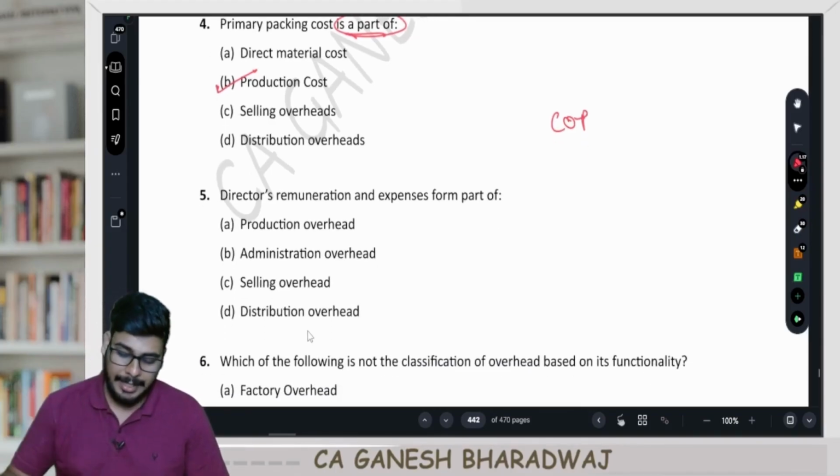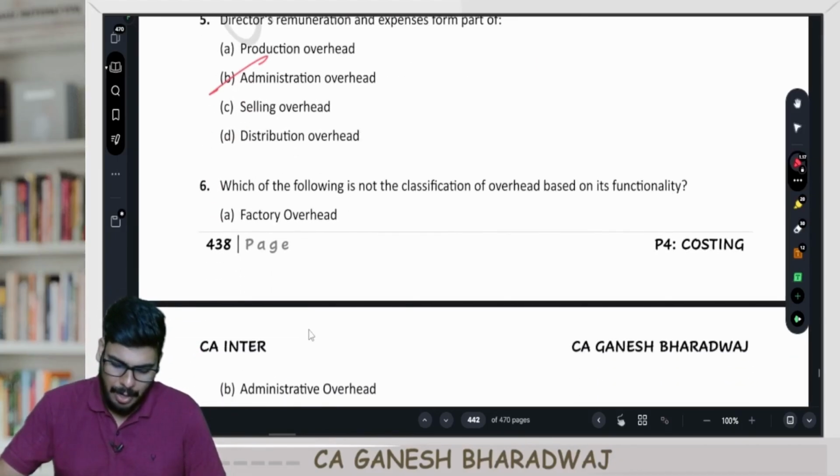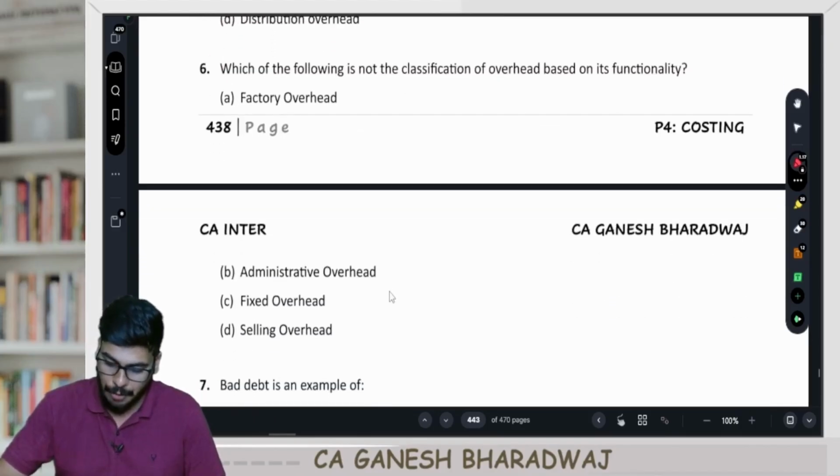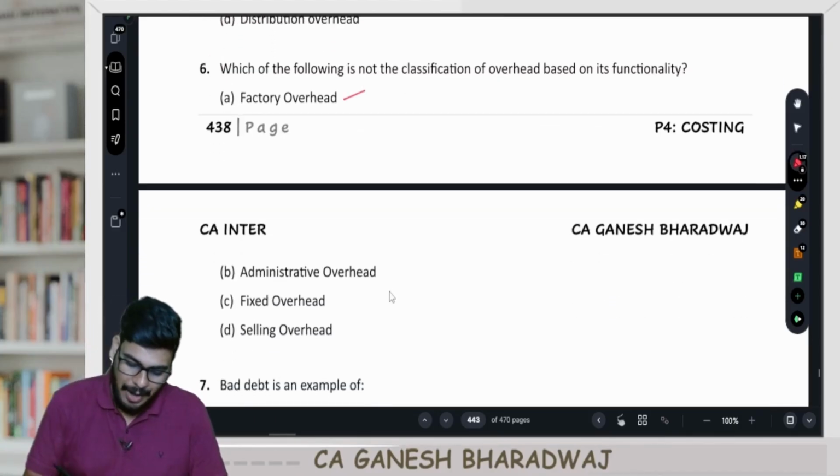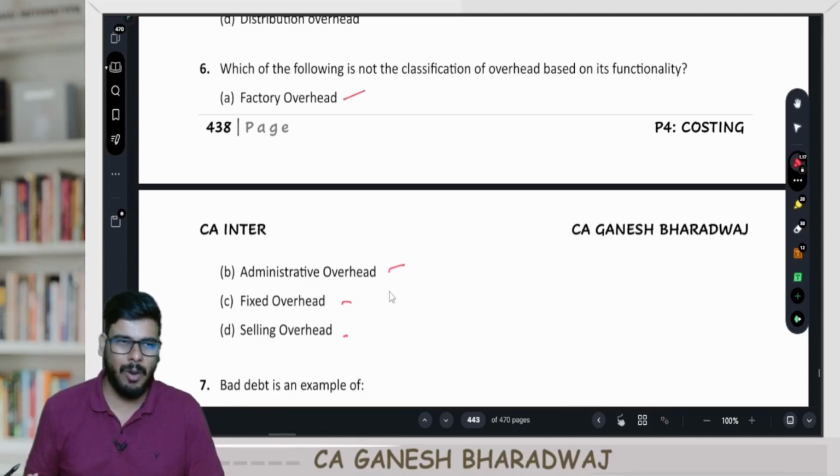Yes. Next, director's remuneration is a part of. Guys, quick, admin overheads. Then, which of the following is not a classification of overheads based on functionality? Factory, admin, fixed, selling. What stands out? Fixed, the odd one out is fixed.